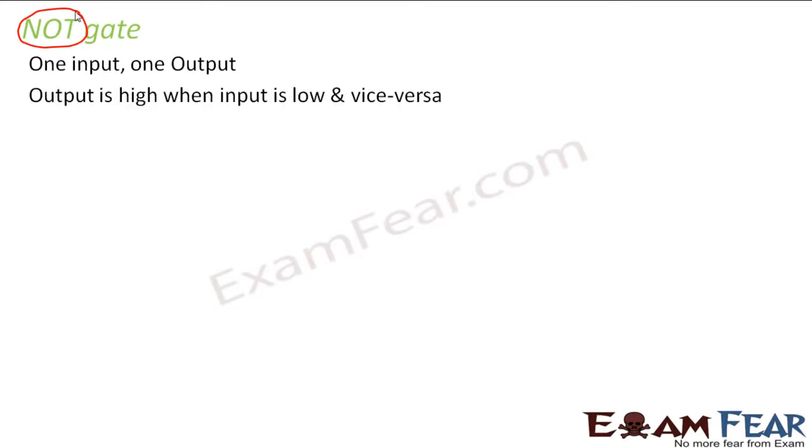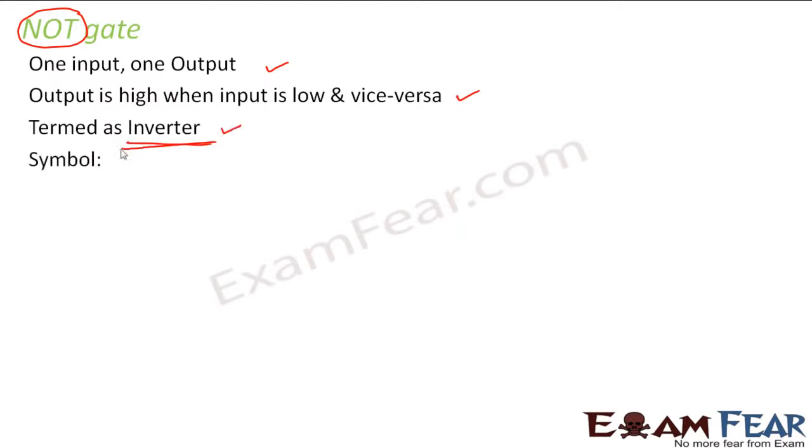So let us start with the NOT gate. A NOT gate has one input and one output. As the name suggests, NOT. That means if the input is high, the output will not be high, so the output will be low. If the input is low, the output will not be low, so the output will be high. So the output is high when the input is low, and vice versa. This NOT gate is often termed an inverter because it inverts the input.